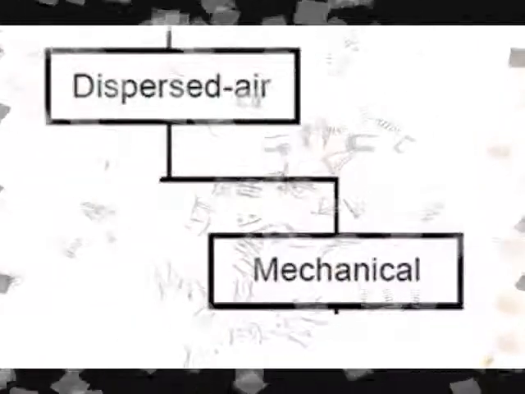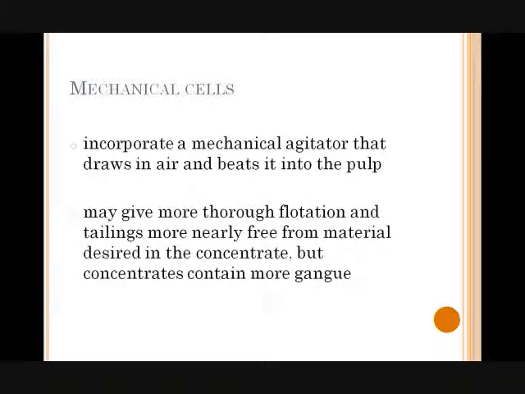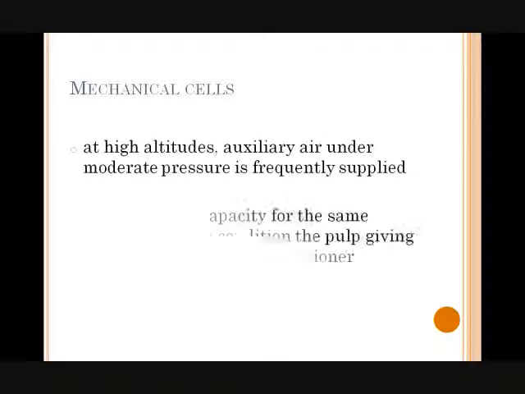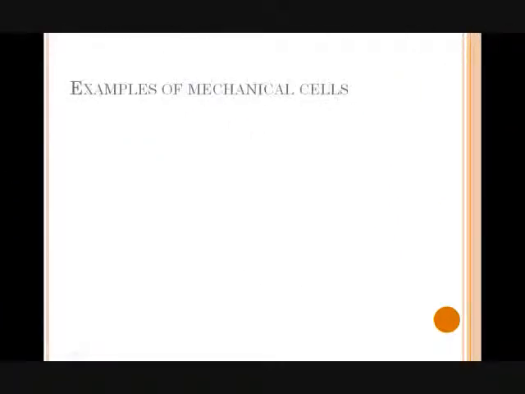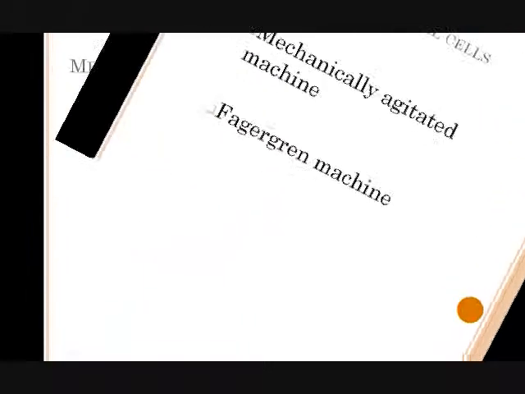Another dispersed air flotation unit are the mechanical cells. So mechanical cells incorporate a mechanical agitator that draws in air and beats it into the pulp. It may give more thorough flotation and tailings more nearly free from material desired in the concentrate, but concentrates contain more gangue. At high altitudes, auxiliary air under moderate pressure is frequently supplied. It has a greater capacity for the same volume and helps condition the pulp, giving greater capacity to the conditioner. The examples of mechanical cells are the mechanically agitated machine and the Fagergren machine.